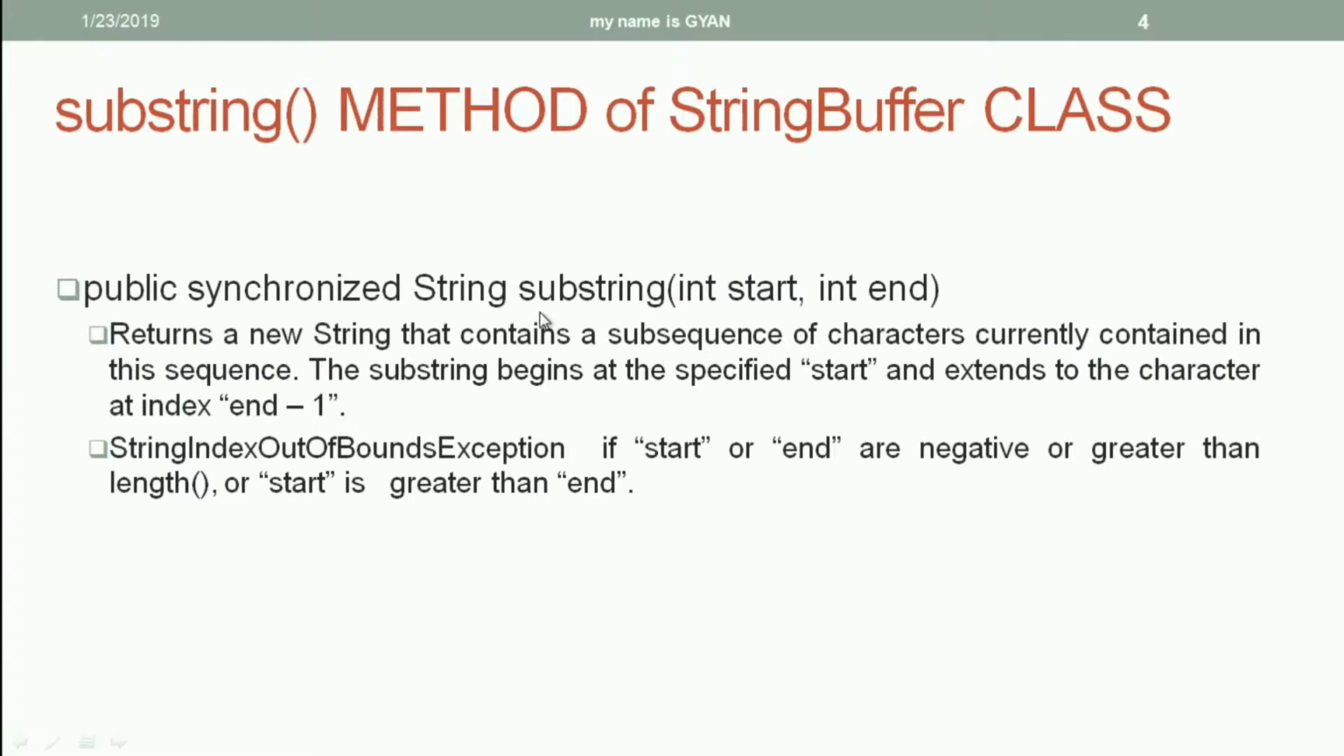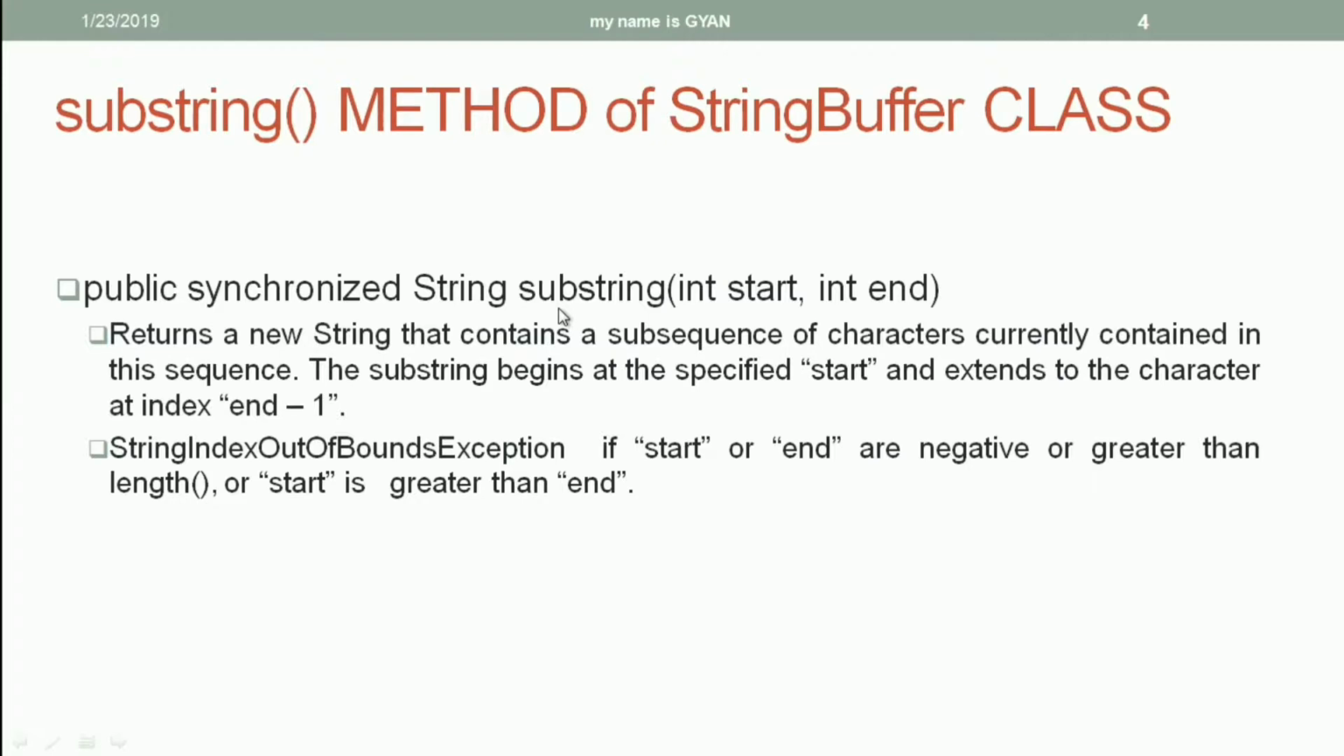This is the another format of the substring method which is public and synchronized and returns a reference of type string. The substring method accepts 2 arguments. Both are of type integer. Here in this case, the substring method returns a new string that contains a subsequence of characters currently contained in this sequence. That means it will take a subset from the content of the caller string buffer object, and using that content it will create a new string object in the heap.